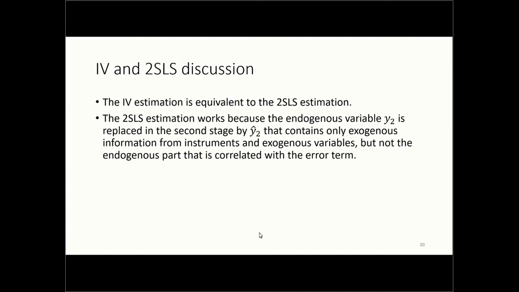Here the IV estimation would also be equivalent to the two-stage least squares estimation, but in the case of multiple regression, because the IV estimation is more difficult to do, most people just do the two-stage least squares estimation. And this two-stage least squares estimation works because the endogenous variable here, Y2, is replaced in the second stage by Y2 hat, which only contains exogenous information from the instruments and the other exogenous variables, and not the endogenous part that's correlated with the error term. And this is why this two-stage least squares estimation works.